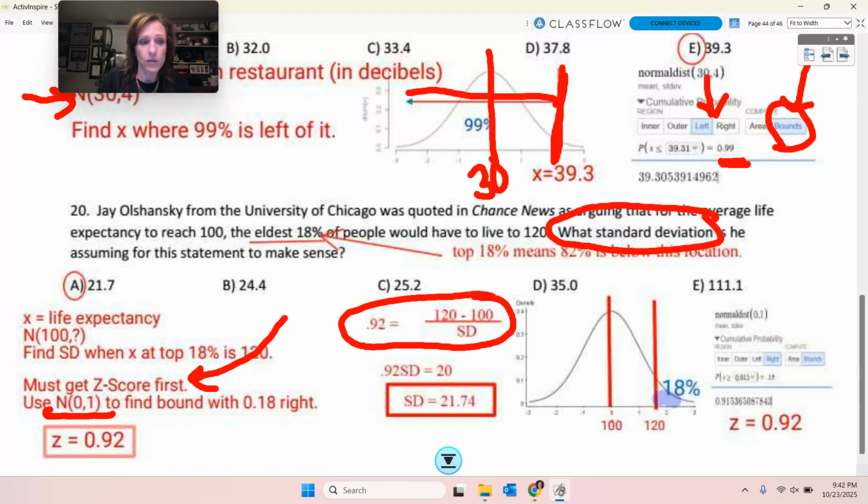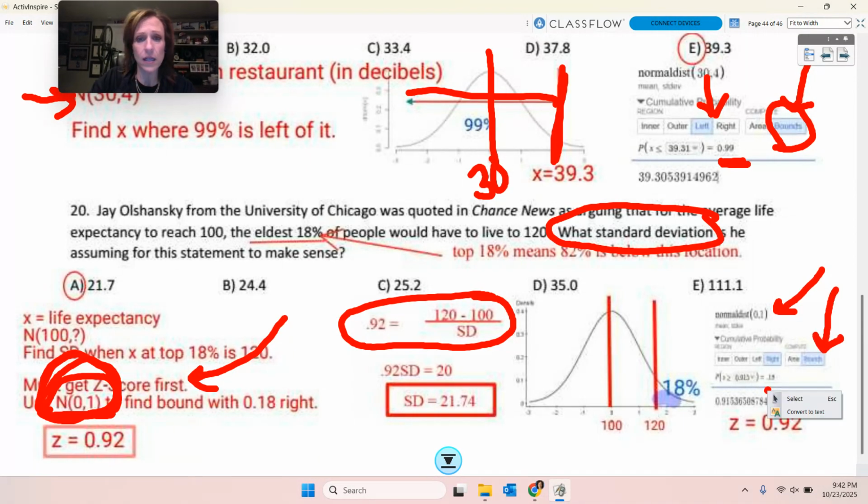So here you go. Remember that z-scores are on the standard normal model. I put it into DESMOS with 0 and 1, a standard normal model. I found the bound with the 18% to the right, and that's how I got a z-score of 0.92. That's what I put right here to then solve algebraically for the standard deviation.